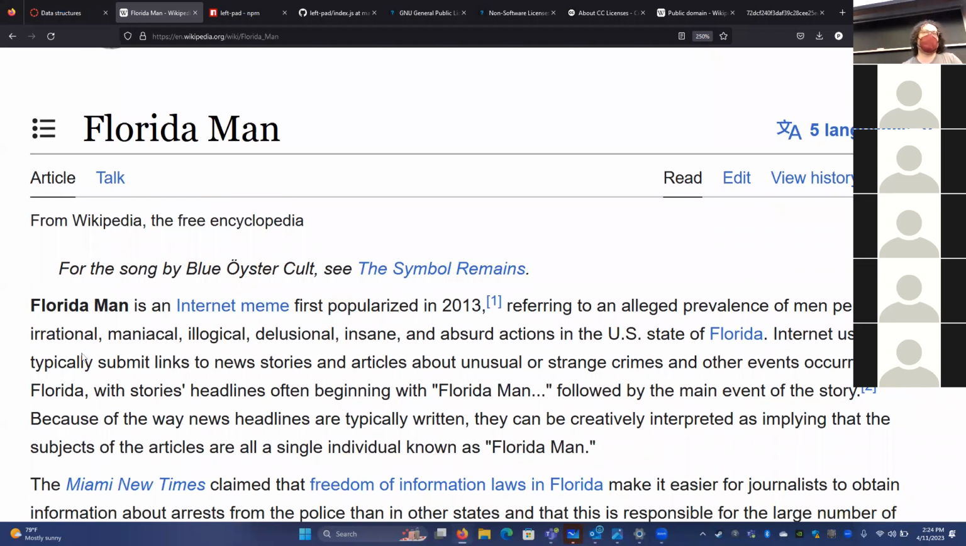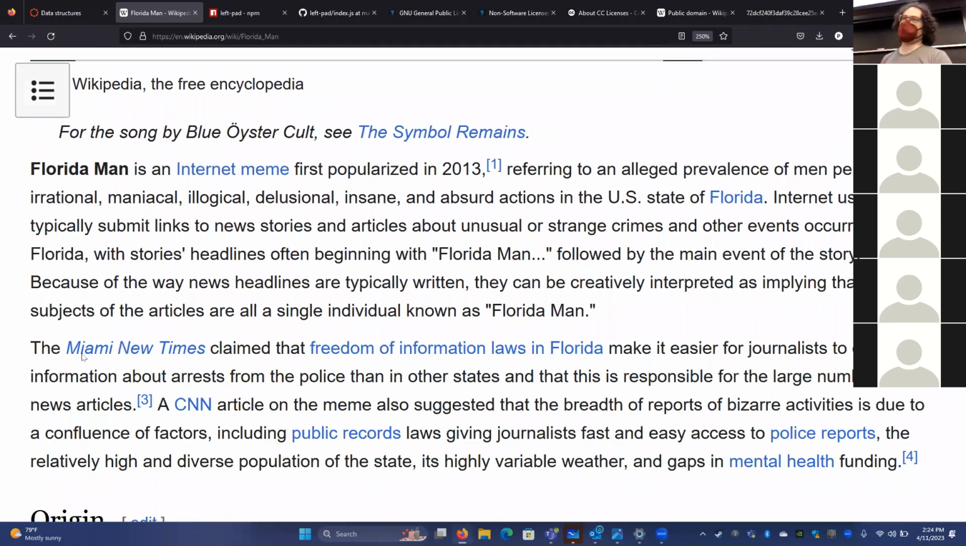Well, it has to do with the fact that Florida has some very interesting sunshine laws. So it has some very interesting laws related to their public records. The Miami New Times, which is again a Florida-based newspaper, so I guess they would kind of know, says that the Freedom of Information laws in Florida make it easier for journalists to obtain information about arrests from police than in other states, and that's responsible for a large reason. So, in other words, in today's day and age, you need people to come to your website to read your stuff so they can be exposed to ads so you can continue to pay for the real journalism that goes on.